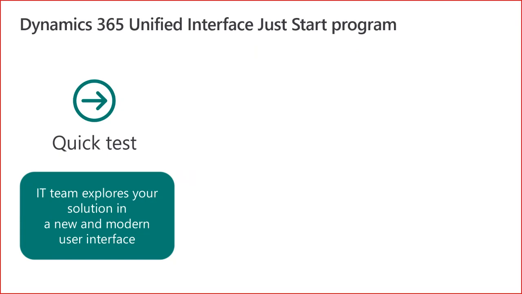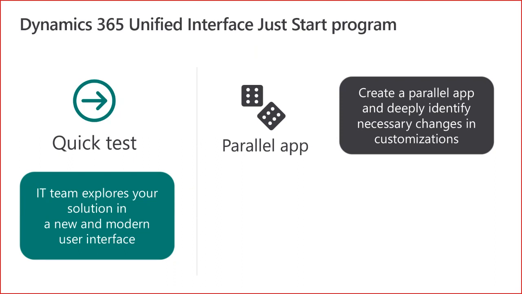Quick test should help you with your decision about the next steps and help you with selecting the right transition plan, because there are multiple different ways which you can select. So quick test will help you with this decision. The first possible way which you can go is a parallel app. Parallel app is something that will help you to deep dive into your customizations and take a look at what the necessary changes are. You can also deliver this type of parallel app to your users, so to your acceptance and production environments.